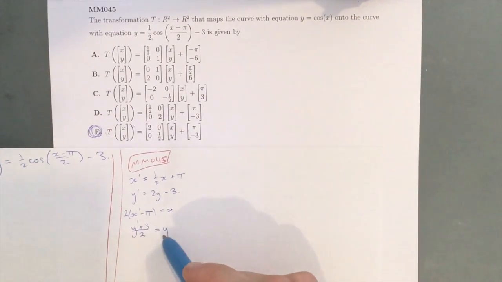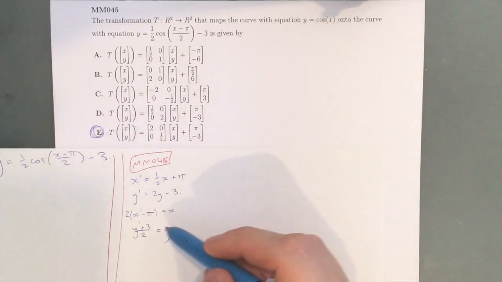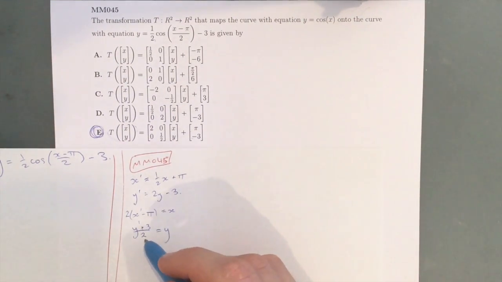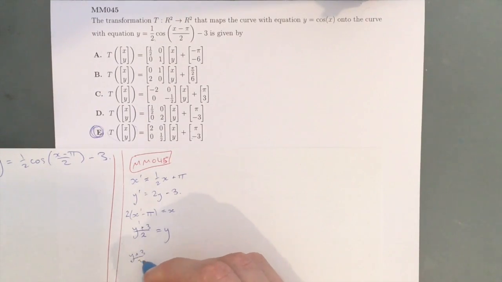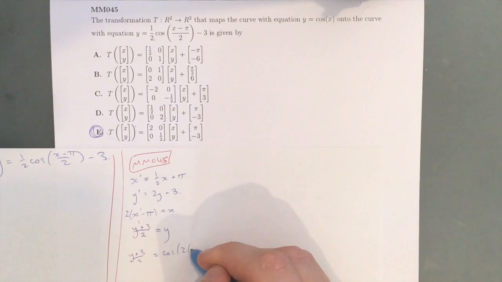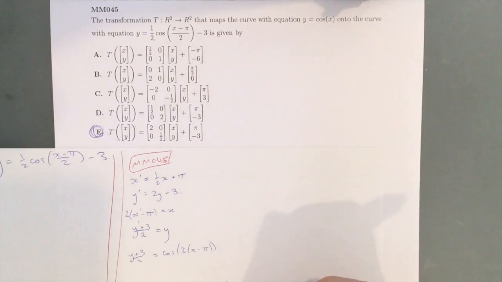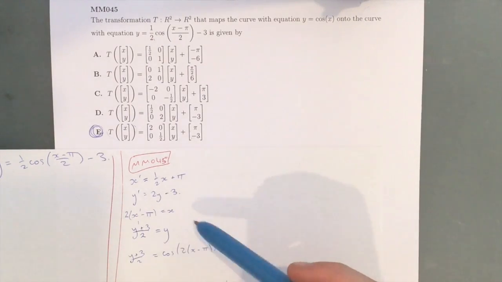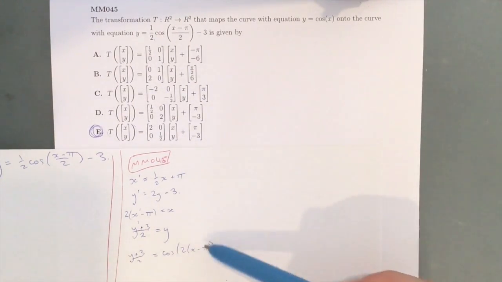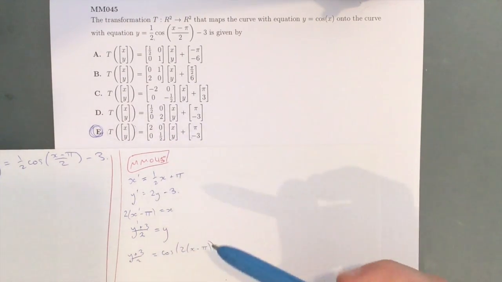What we then want to do is sub this into the original equation y equals cos x. So we replace y and x with these y and x's. So we've got y plus 3 over 2 equals cos of 2x take pi. Now immediately I can start to say that this isn't going to be our correct answer because we want this x to be over 2, not times 2. So personally I would stop here and start testing E.